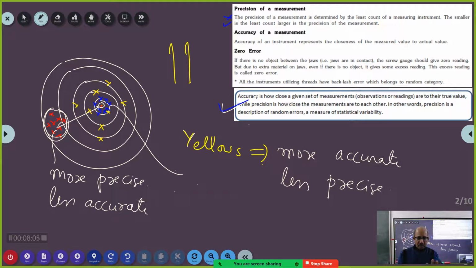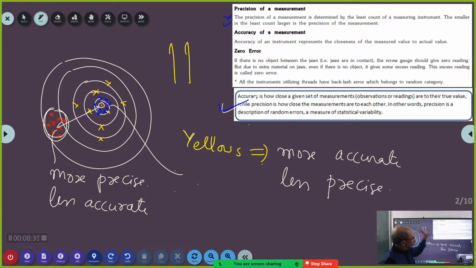Hello, are you with me? Yes. In an instrument, if the least count is less, then it will be easy for you to measure the amount of precision much better than if the least count is more. That is how you have to interpret the meaning of the statement. The smaller the least count, the larger is the precision of measurement. That is the outcome of the statement. So that's what I'm trying to tell you.